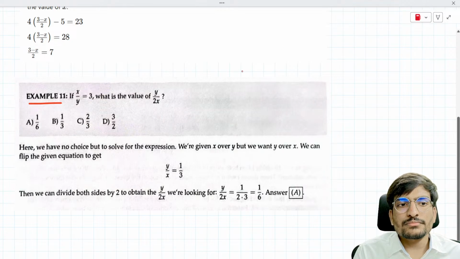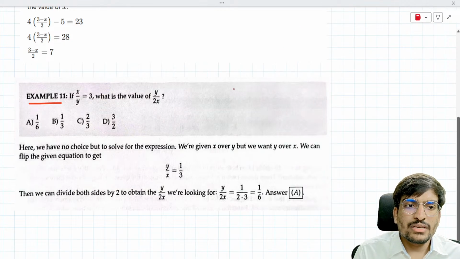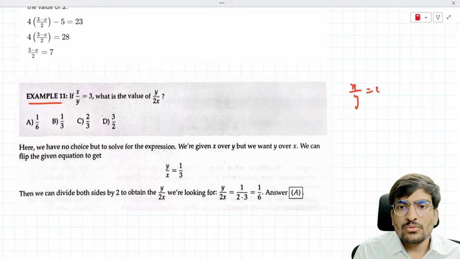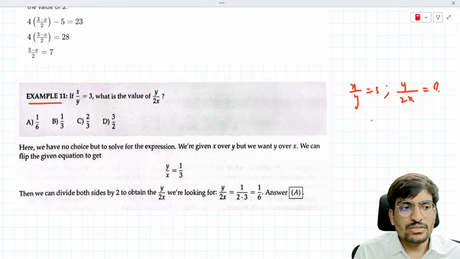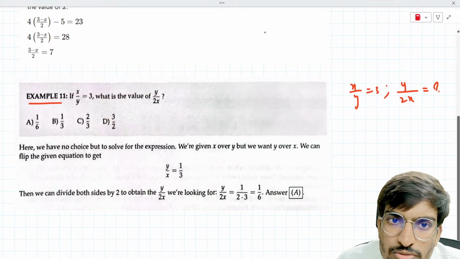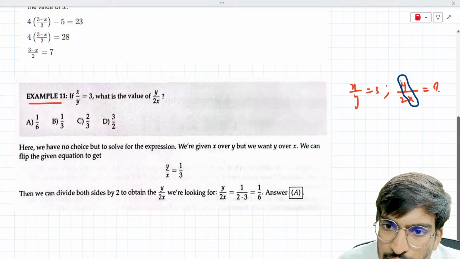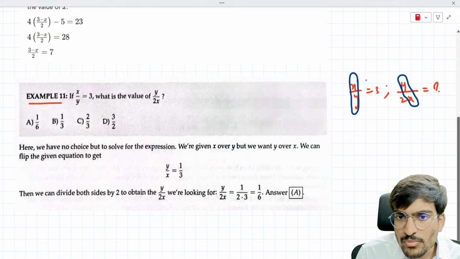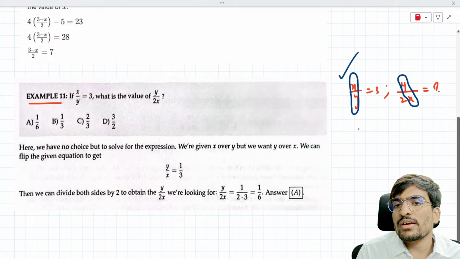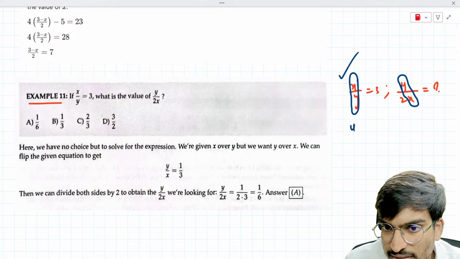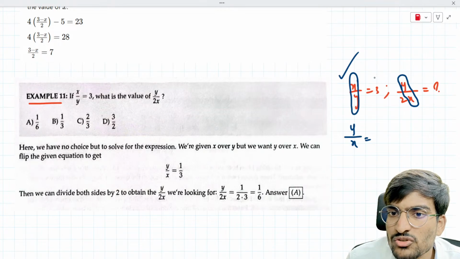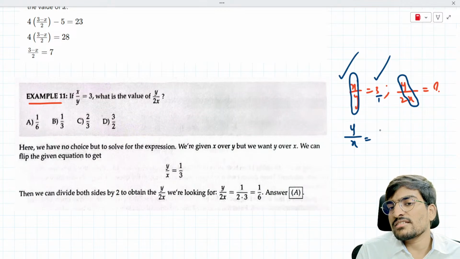Now, example 11. They gave x by y equals 3, and they're asking us to find the value of y by 2x. So how do we get the value of y by 2x? Here we have y by 2x, and here we have x by y. How can we turn this into y by x? Just flip it directly, it will turn into y by x, which means you have to flip this side also. It is 3, and when nothing is there it means 1 is there. So when you flip it, it will be 1 by 3.